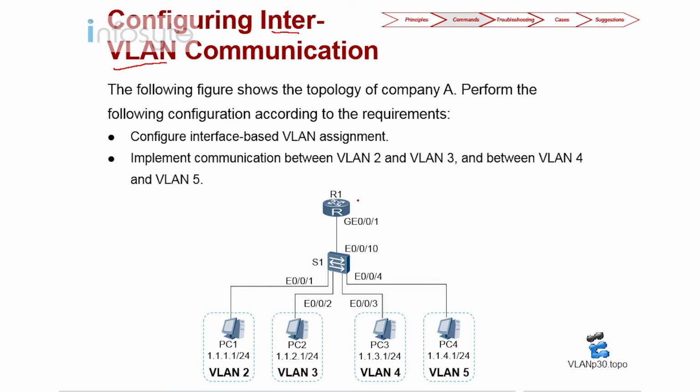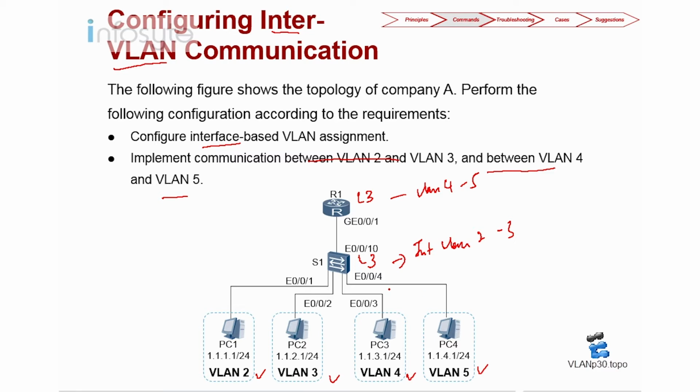Now in this diagram, I have a router here that performs layer 3, and I also have switch number 1 that also performs layer 3. So here we have to configure interface-based VLAN. On switch number 1, we are going to configure interface VLAN 2 and 3, and we also have to configure interface VLAN 4 and 5. The VLAN 4 and 5 will be in the router 1. So here I have 4 different hosts, VLAN 2, 3, 4, and 5.